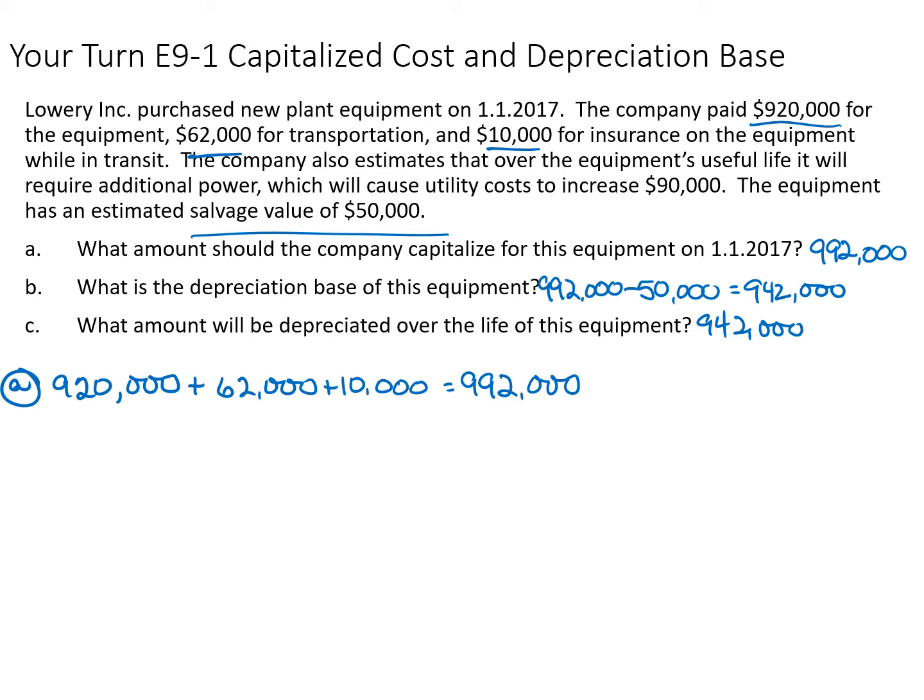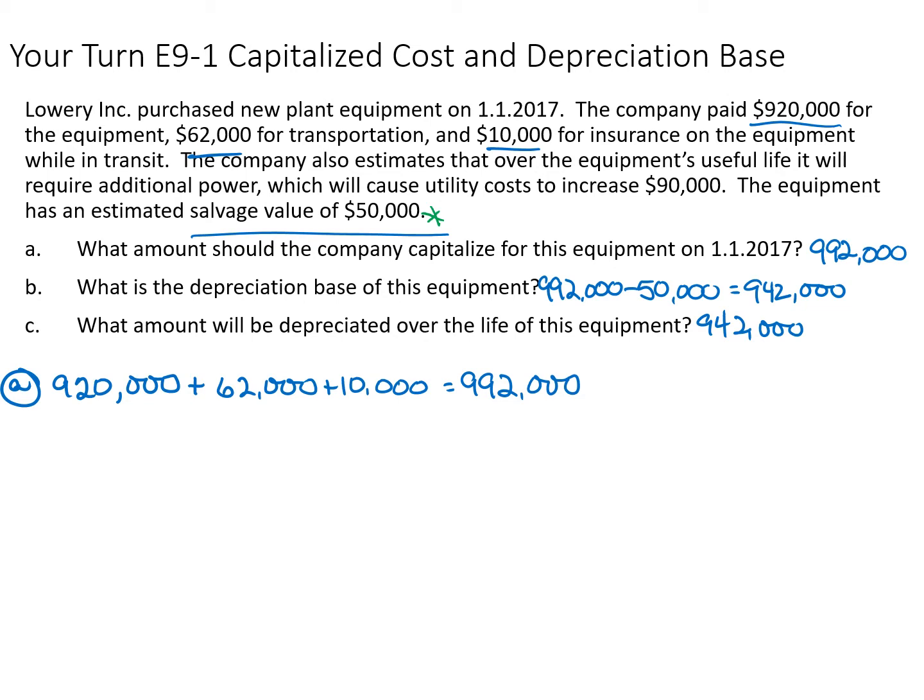The equipment has a salvage value of $50,000. Now, what is salvage or residual value? That's how much you think you're going to be able to sell or dispose of that piece of equipment at the end of its usefulness or its useful life. So we don't depreciate below something's salvage or residual value.